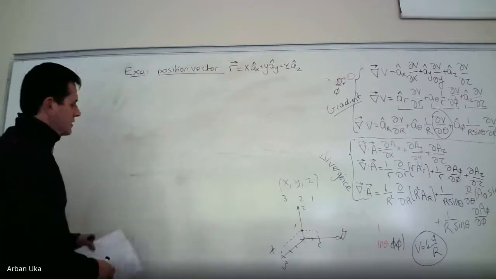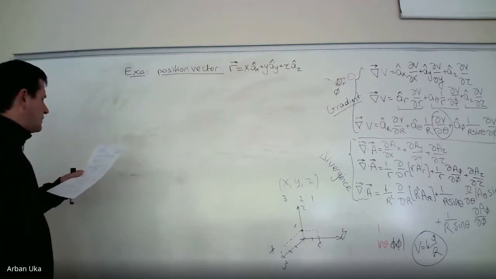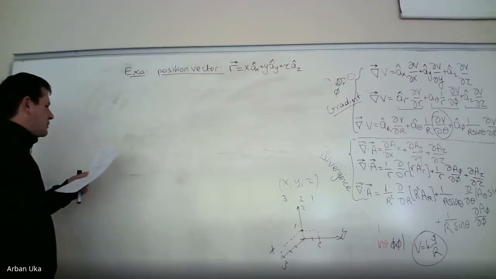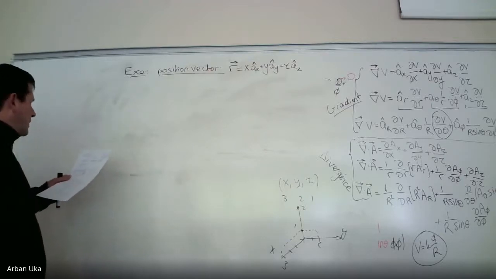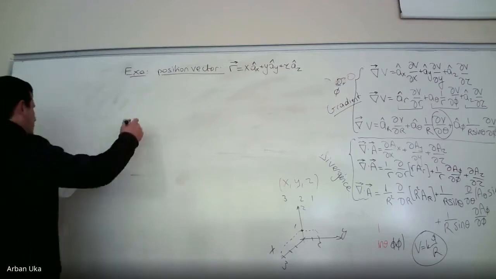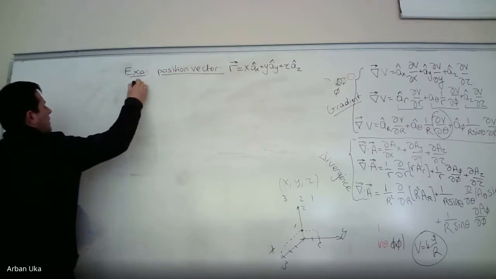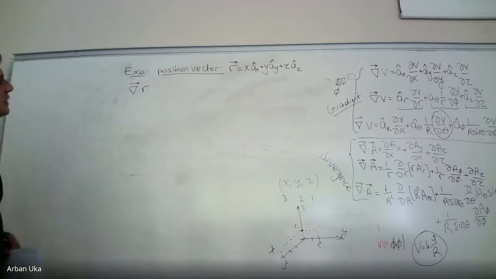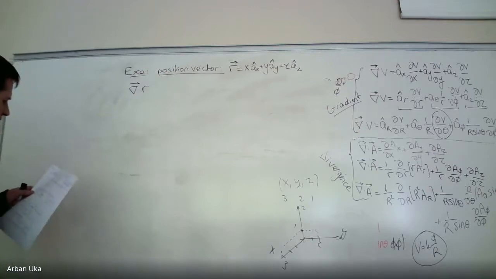So now this is the position vector, and we may be interested in obtaining the gradient of this R, which would be the following. The gradient of R. But R, we have to find what is R itself.